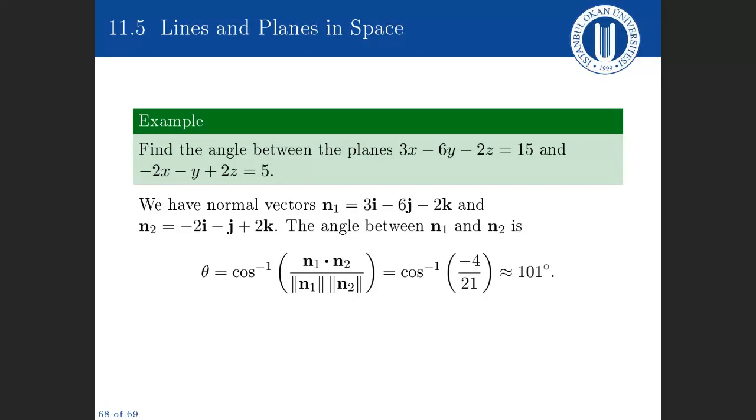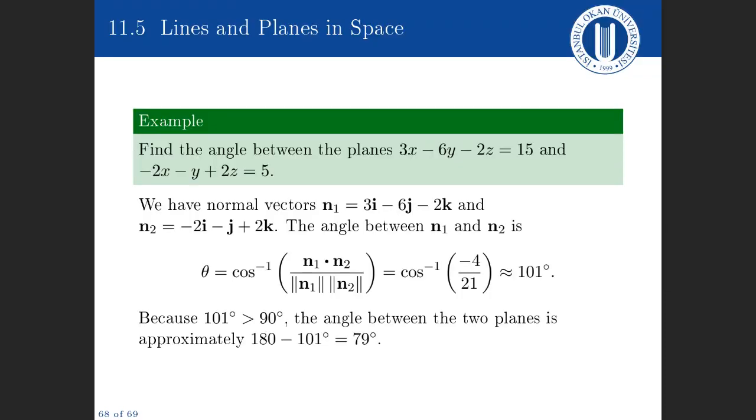So two normal vectors, that's easy: 3i minus 6j minus 2k and minus 2i minus j plus 2k. And then the angle between them, using the formula from the last lesson, must be approximately 101 degrees. That's not between 0 and 90 degrees, so what we do is 180 degrees minus 101 degrees. The angle is approximately 79 degrees.